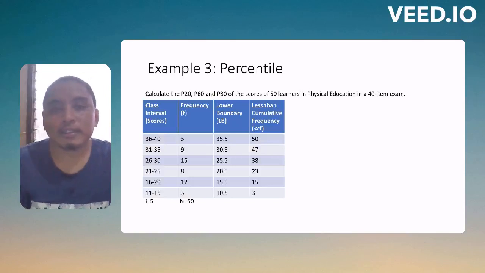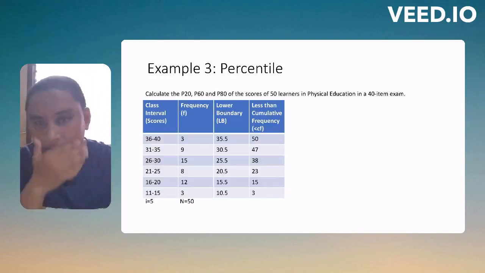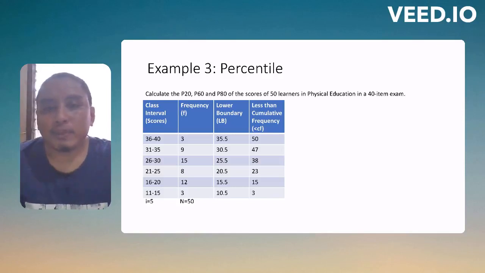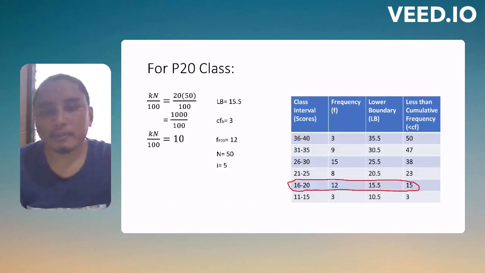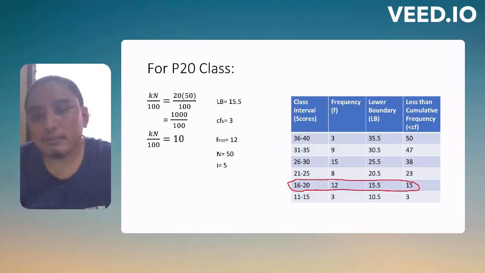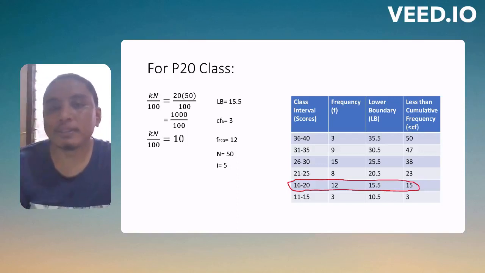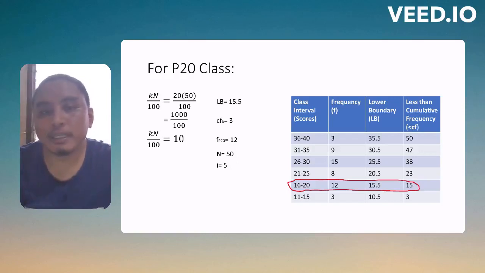So now we go to example 3, which is the percentile. Calculate the P20, P60, and P80 of the scores of 50 learners in physical education in a 40-item exam. So here we also have the same class interval, which is 5, and a total number of frequency, which is 50 also. So for P20, Kn over 100 is equal to 20, which is our percentile value needed, multiplied by 50 as the total number of frequency, over 100.